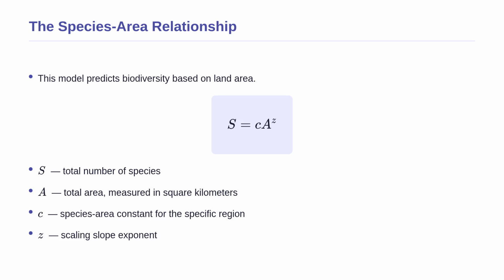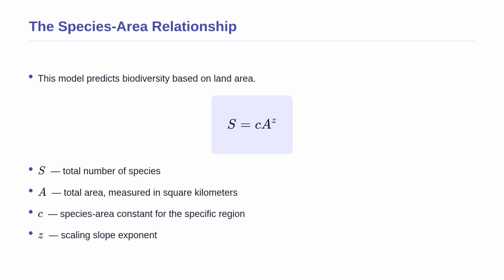This brings us to the mathematical model ecologists use, the species-area relationship. The formula is S equals C times A raised to the power of Z. Let us break down what each symbol means. S represents the total number of species found within the protected area.